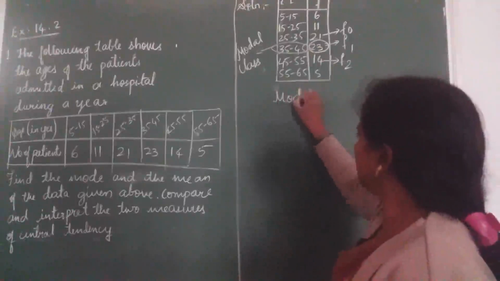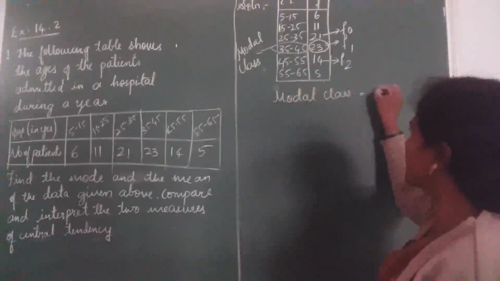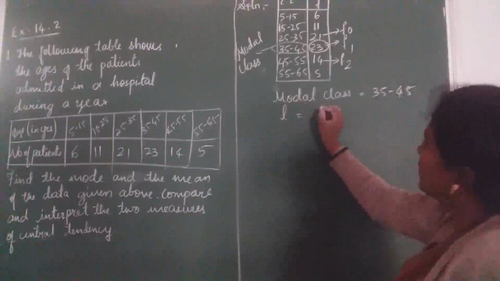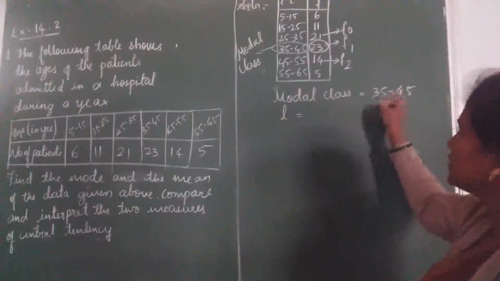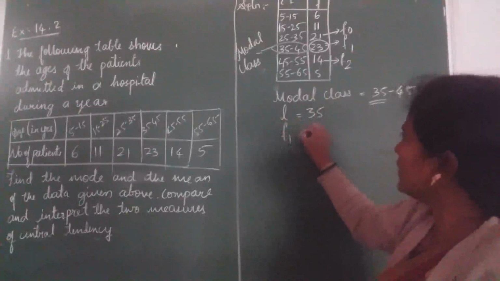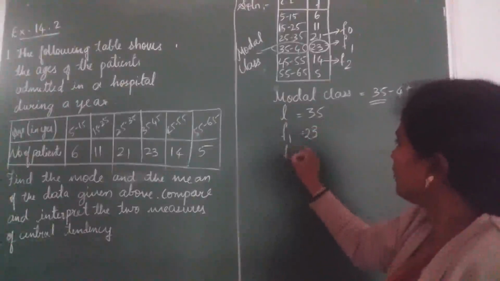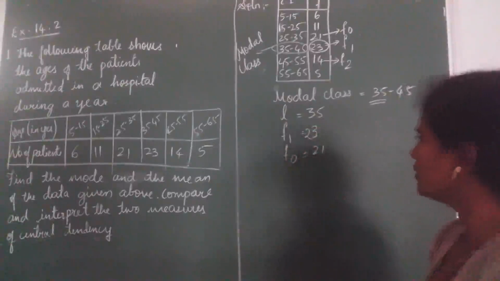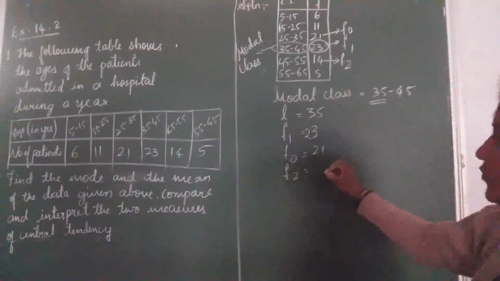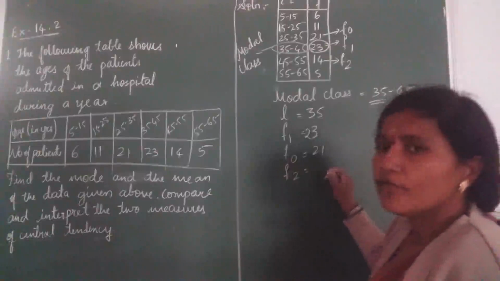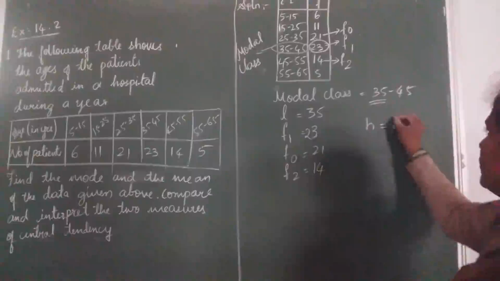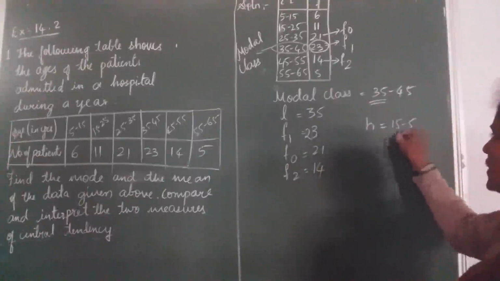So let us write: modal class is equal to 35 to 45. Then L is the lower limit of this modal class, it is 35. Next F1, the maximum frequency, is 23. F0, the frequency preceding the modal class, is 21. F2 is the frequency succeeding the modal class, which is 14. h is the class size, 15 minus 5, that is 10. Class size is 10.